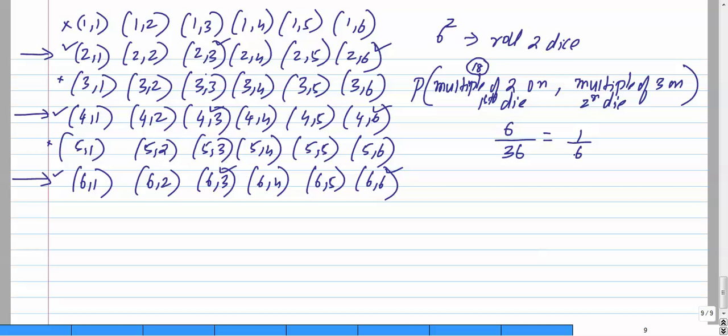So the probability is 1 upon 6. Do we get this? This is very important. This is called a compound condition: multiple of 2 on the first and multiple of 3 on the second. I have this here and this here. Similarly in the next rows. All others qualify the first condition, but they do not qualify the second condition. So I have only 6 options out of 36, so it is 1 upon 6.